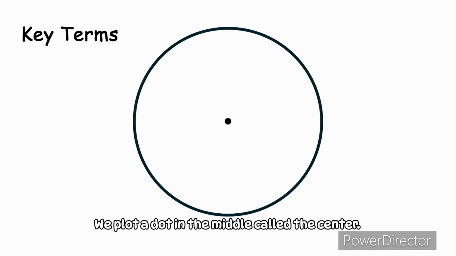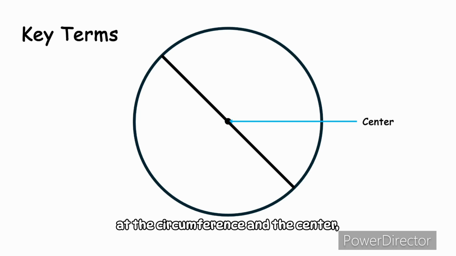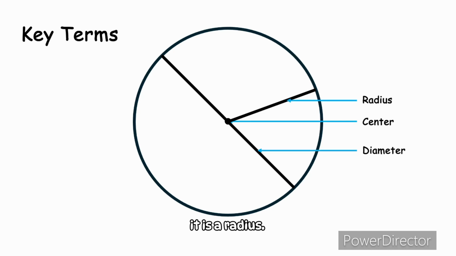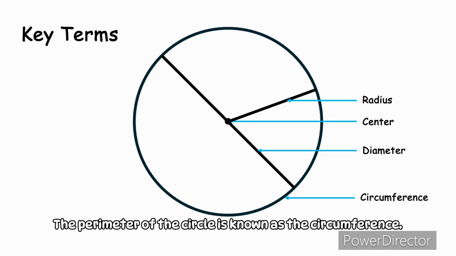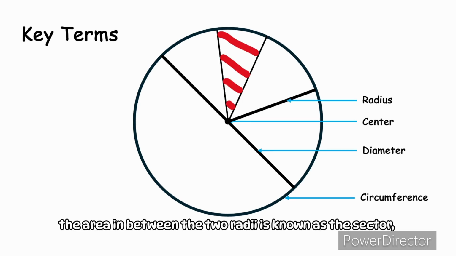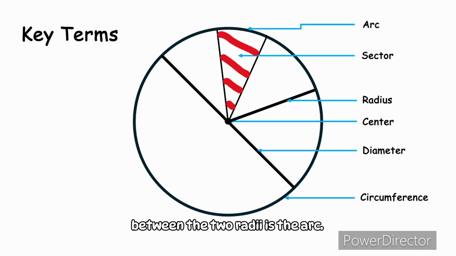We get a circle. We plot a dot in the middle called the center. If we draw a straight line that touches 2 points at the circumference and the center, we get a diameter. If we draw a straight line that only touches 1 point of the circumference and the center, it is a radius. The perimeter of the circle is known as the circumference. If we draw 2 radii, the area in between the 2 radii is known as the sector, and the part of the circumference between the 2 radii is the arc.